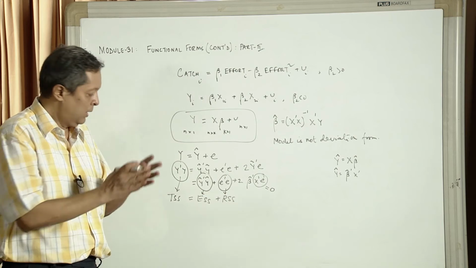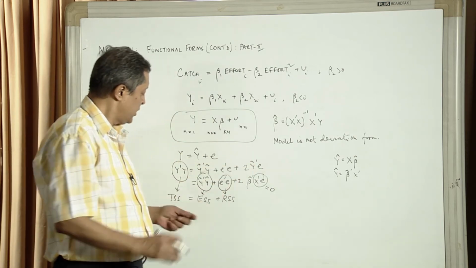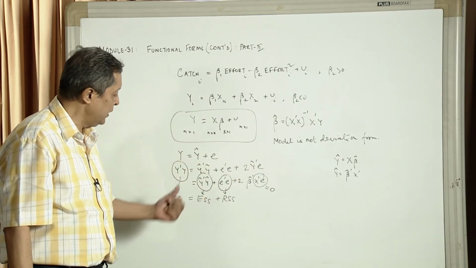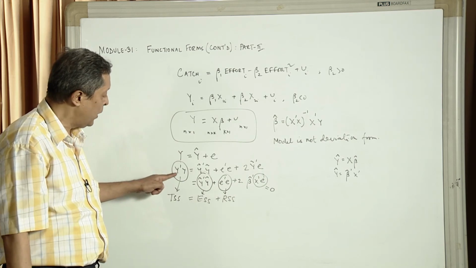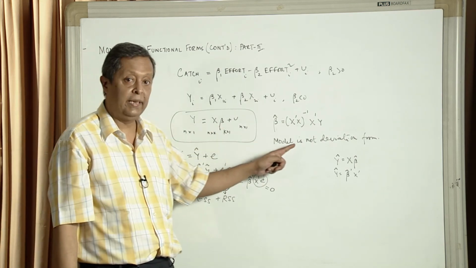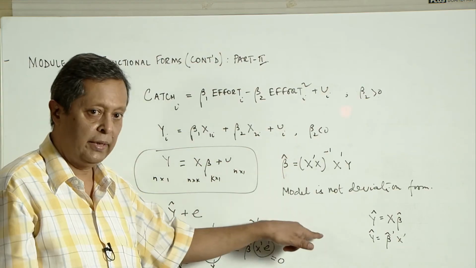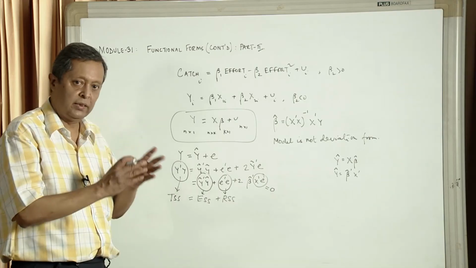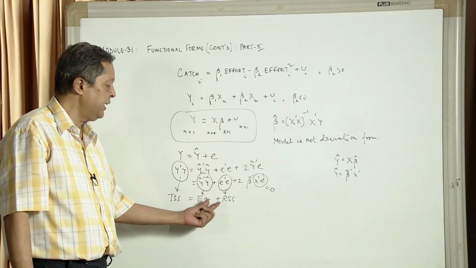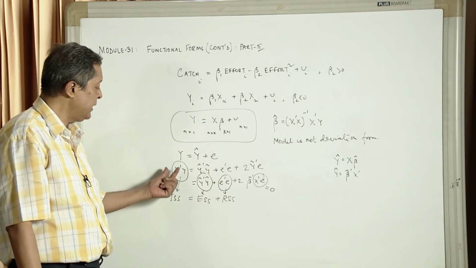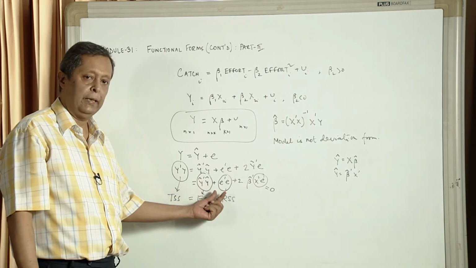So, the same decomposition of the total sum of squares still applies. Only thing is, earlier we had the small y because we could use the model in deviation form. Now, because the model does not have any intercept, we cannot go for the deviation form, but we can still partition the total sum of squares into explained and residual sum of squares using capital Y and capital E.